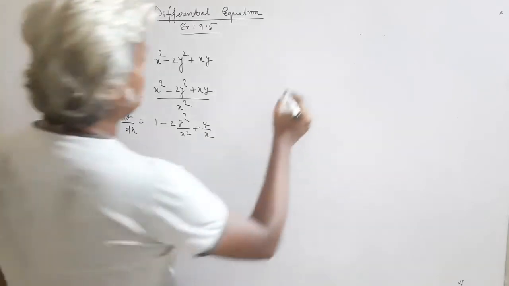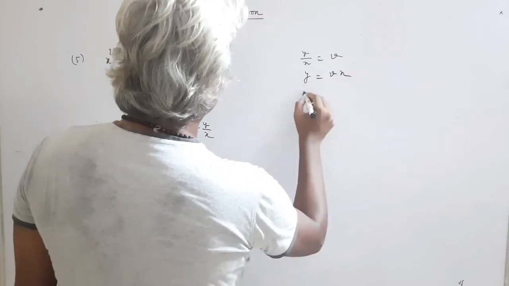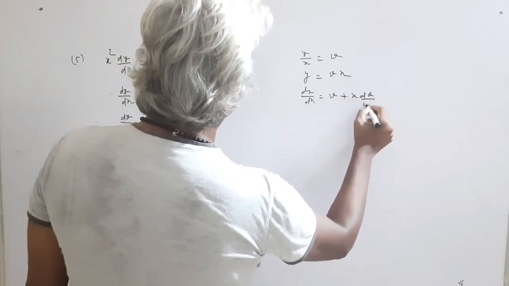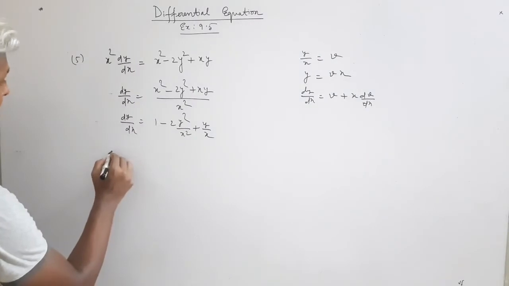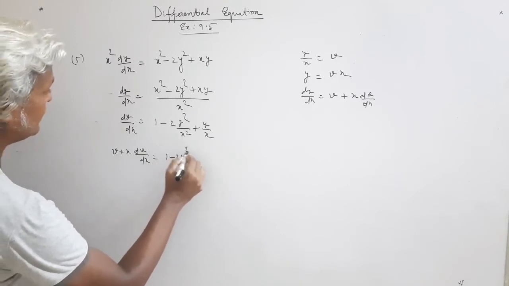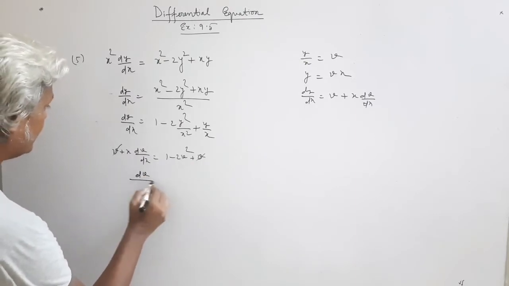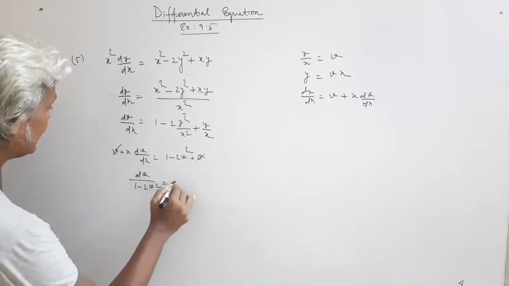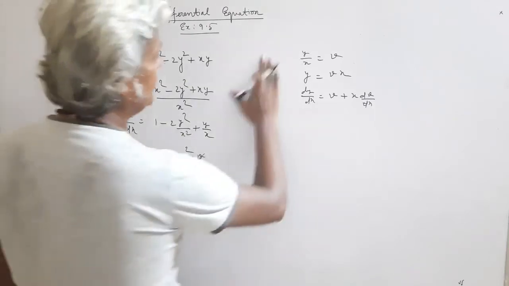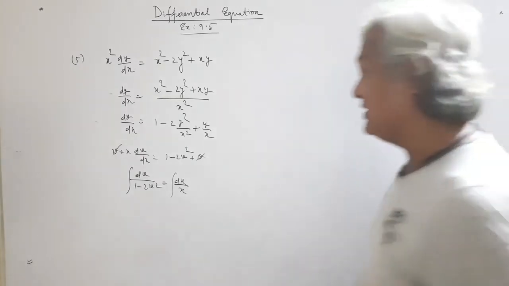Again continue from where you left in the last question, that is y over x as v, and then y you are getting as vx, and then dy over dx as v plus x dv over dx. Now in the place of dy by dx I'll write v plus x dv by dx, that is 1 minus 2v square plus v. Now this v and this v cancel, then we get dv over (1 minus 2v square) is dx over x, and this is integration on both sides. Now here you see that this part is coming in the form of 1 over a square minus x square, but you have to take this 2 common.